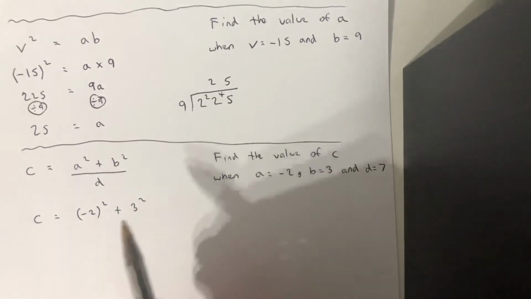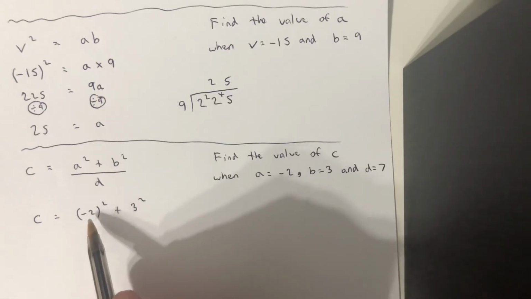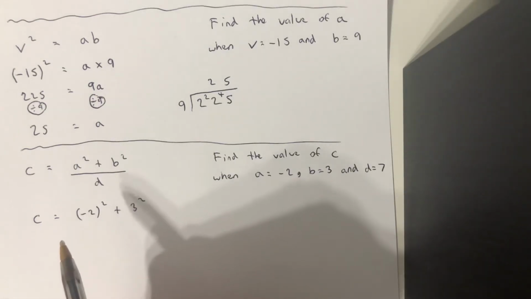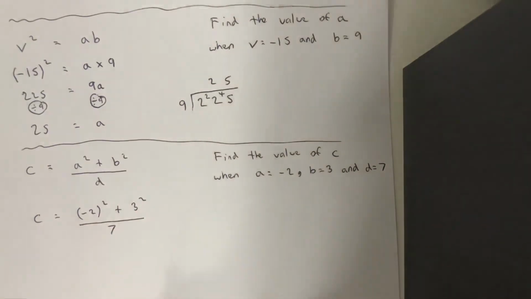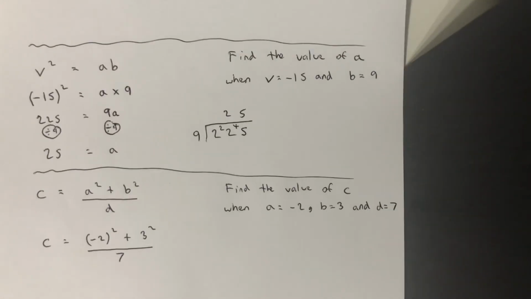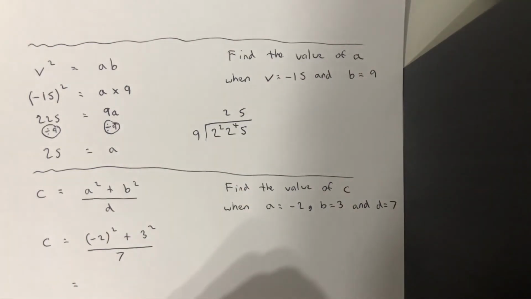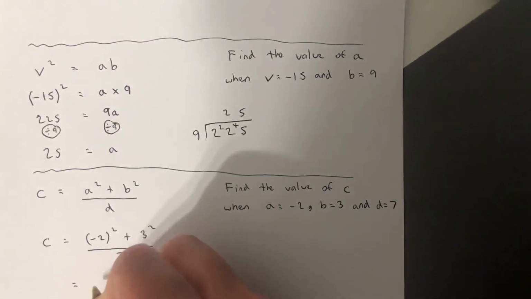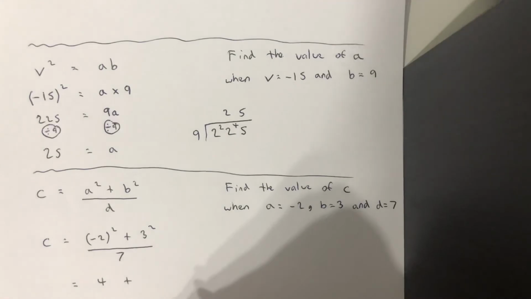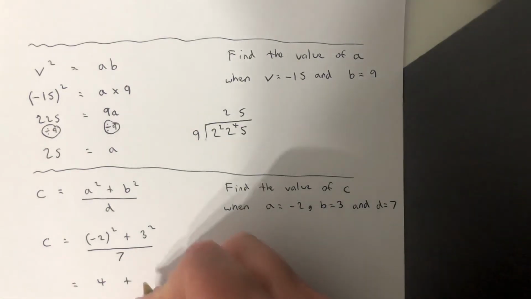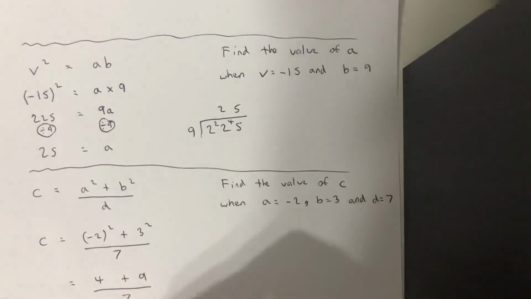The whole point is, you put the brackets around, as I said before, so you don't just do 2 squared and then put the minus in. So you make sure you get it the right way around. Anyway, we're going to divide this all by 7. And so in this case now, what have we got? So C is minus 2 squared. Well, what is minus 2 squared? That gives us 4 plus 3 squared. And 3 squared is 9. And then what we're going to do is divide all of that by 7.